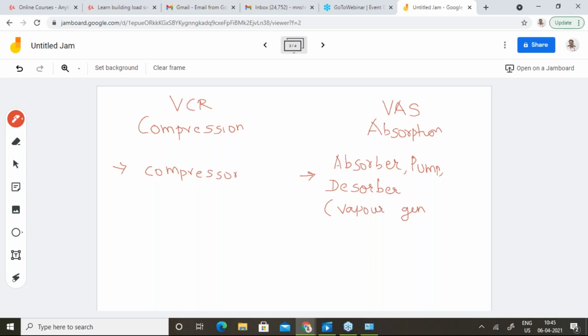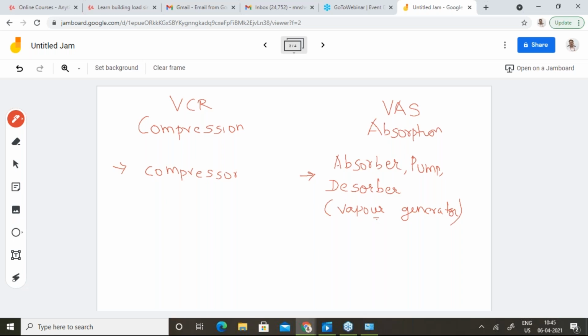Now, I'm using British English and hence I'm including this term U. Okay, vapor generator. So what are the three components of the absorption system? Absorber, pump and vapor generator. Okay, now what does the compressor do? It would convert the low pressure vapor to high pressure vapor.